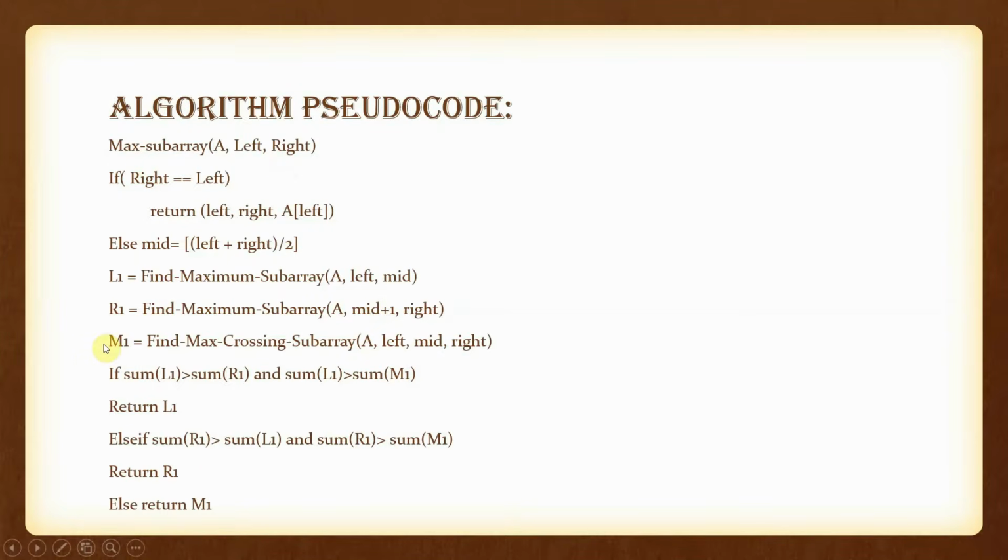Then we'll calculate M1 likewise. After calculating L1, R1 and M1, we will check which one is the largest among these three. So if L1 is greater than R1 and M1, we will return L1, and if R1 is greater than L1 and M1, we will return R1, otherwise we will return M1 to the previous recursion method. That's how it will go on and on until we get the maximum subarray sum. Things will be more clear when we see the simulation.